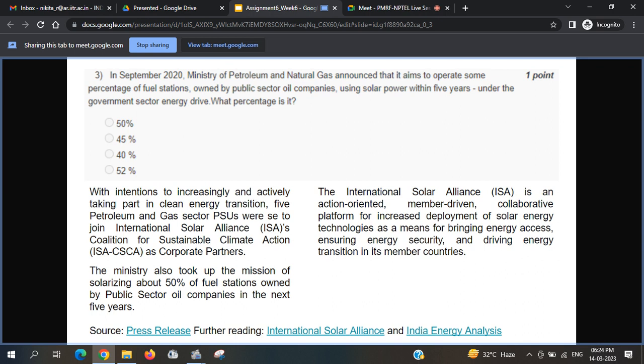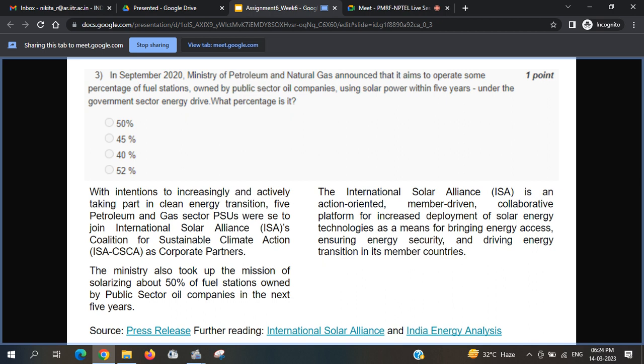So the next question is: in September 2020, the Ministry of Petroleum and Natural Gas announced that it aims to operate some percentage of fuel stations owned by public sector oil companies using solar power within 5 years under the government's energy drive. What percentage was it? You are given 4 options: 50%, 45%, 40% and 52%.